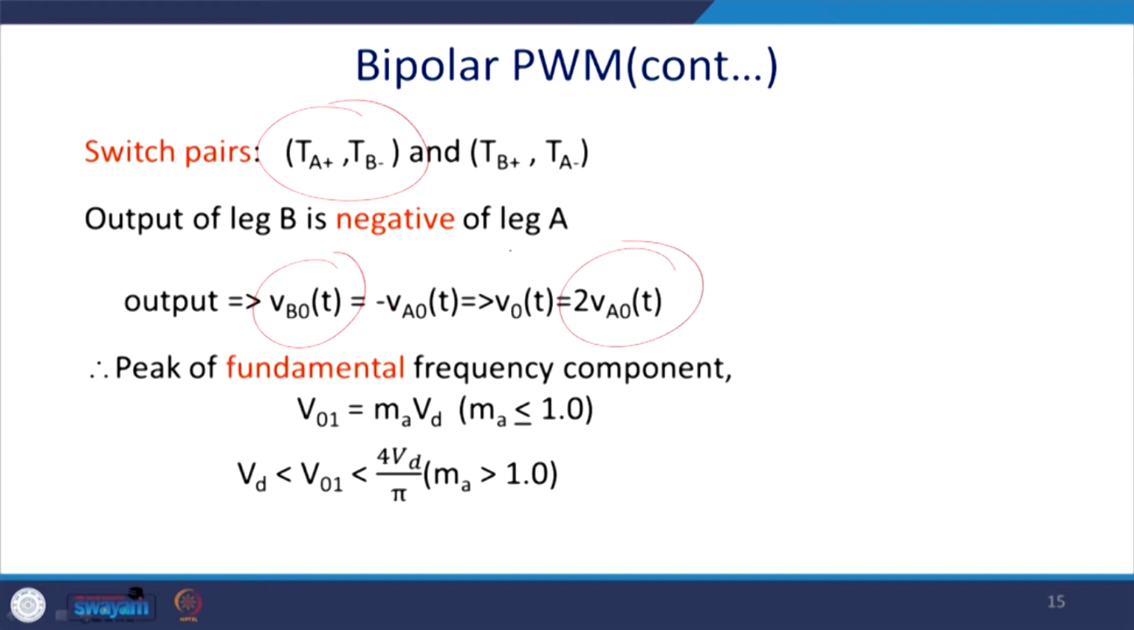This is a full bridge configuration, you will get double the voltage because you are utilizing the full DC bus. So the peak of the fundamental will be MA into VD, and its maximum value is limited to 1. You know that for the square wave operation it is 4 Vm by 2 pi for the half bridge and 4 Vm by pi for the full bridge. So this is the magnitude of the fundamental voltage you can expect.